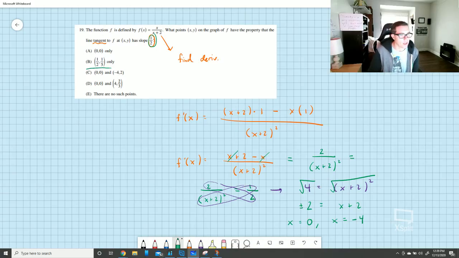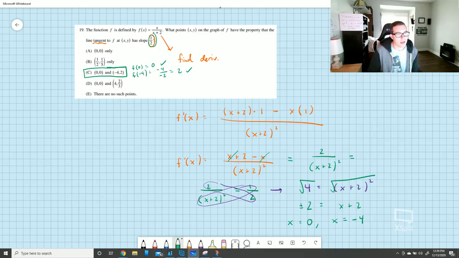I imagine it's this one. They're giving you the y coordinate because they want you to plug it back in and make sure it works. When I plug in 0 to the original, I get 0, so that works. When I plug in -4 to the original, I get -4 over -4 plus 2, which is -2, which is 2. So that worked too. Okay.